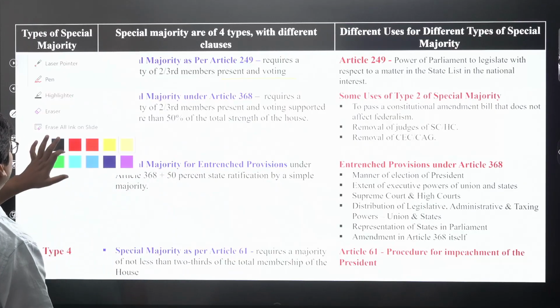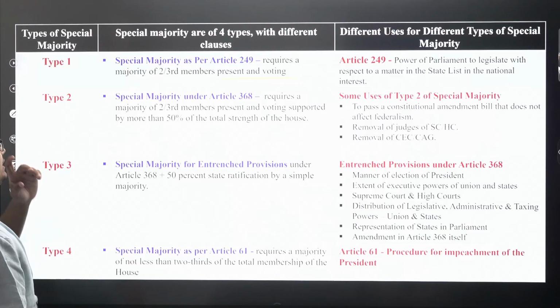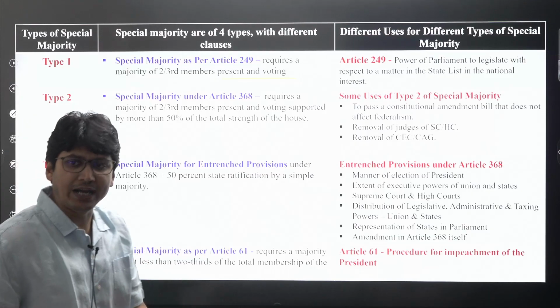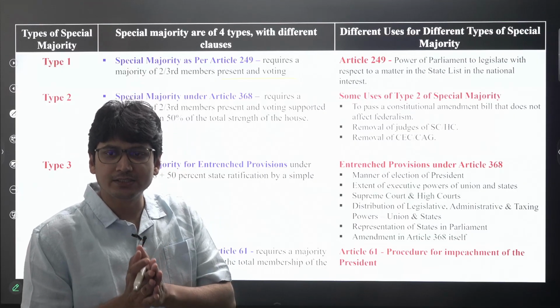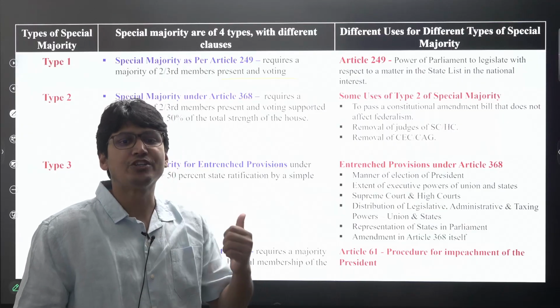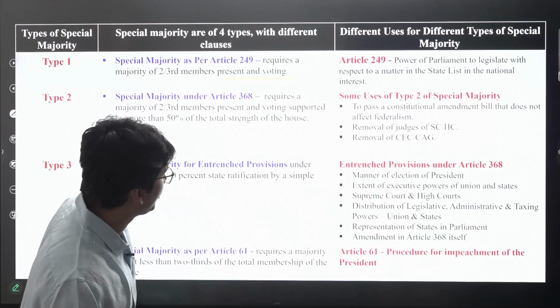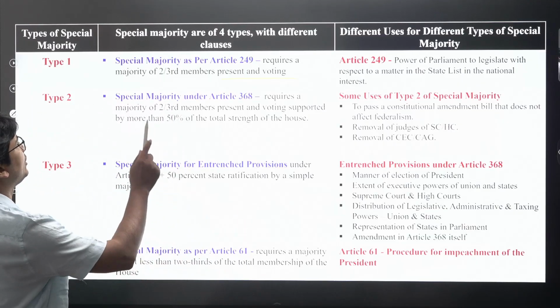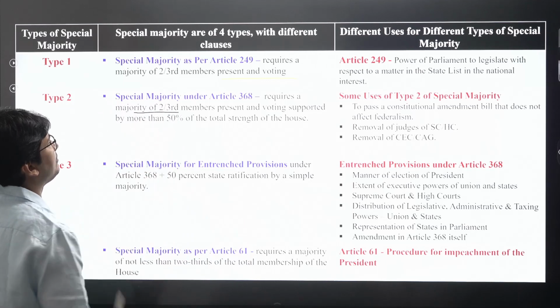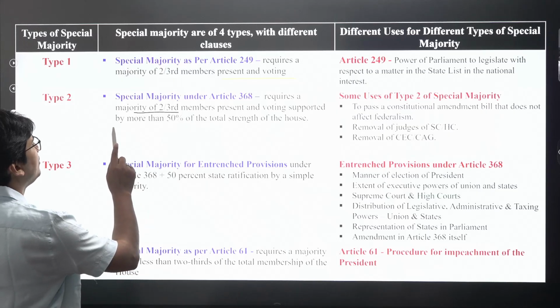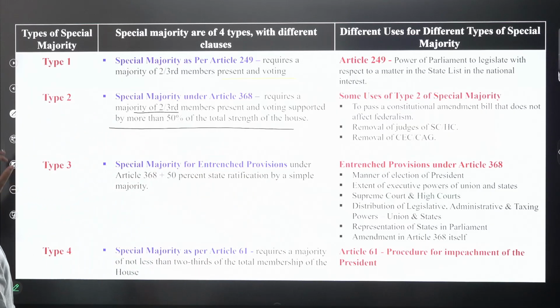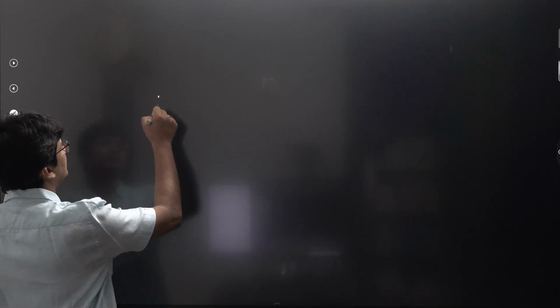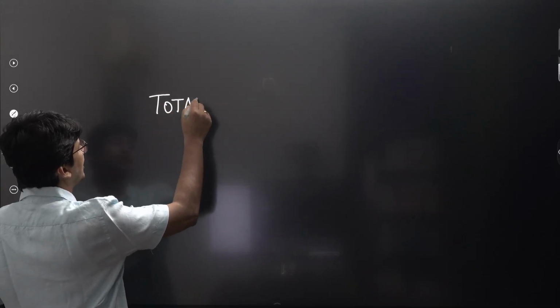Next, special majority under Article 368. I think this is what you were asking yesterday, Krishna, right? So type 2 is a type of majority mentioned under Article 368. What does Article 368 say? It requires a majority of 2/3 of the members present and voting, supported by more than 50% of the total strength of the House. And here the word generally used is total membership of the House.